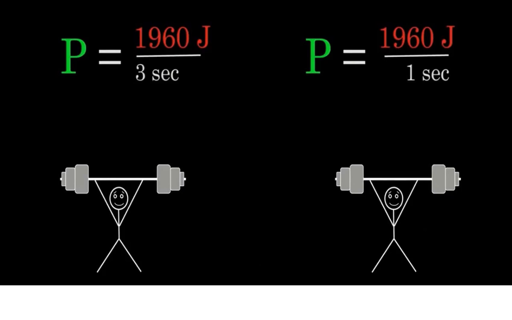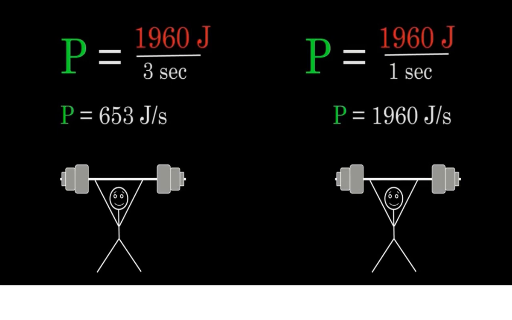The power of the first weightlifter is 653 joule per second, and the power of the second weightlifter is 1960 joule per second. In that case, the power of the second weightlifter is more than the power of the first weightlifter. Though they are doing the same amount of work, the second weightlifter takes less time than the first weightlifter, so the power of the second weightlifter is more than the first weightlifter.